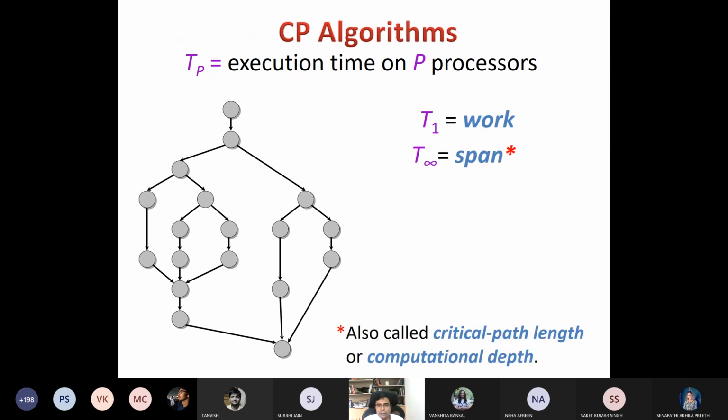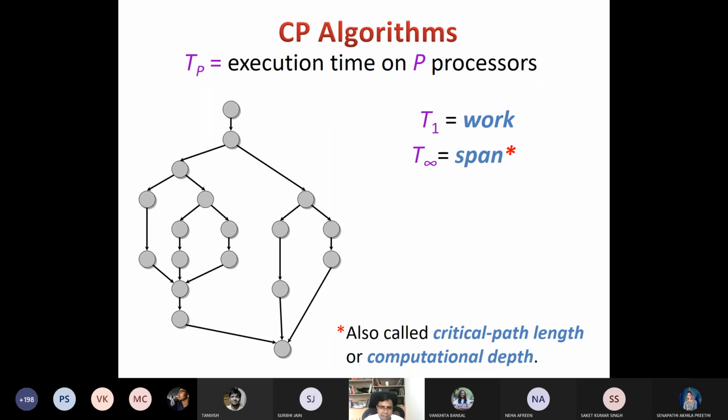T1 is work. How much work? Suppose in this case, how many nodes are there? If you count, 1, 2, 3, 4, 5, 6, 7, 8, 9, 10, 11, 12, 13, 14, 15, 16, 17, 18. Some 18 nodes are there. So in this case, how much work is there? T1 is equal to the total number of nodes.